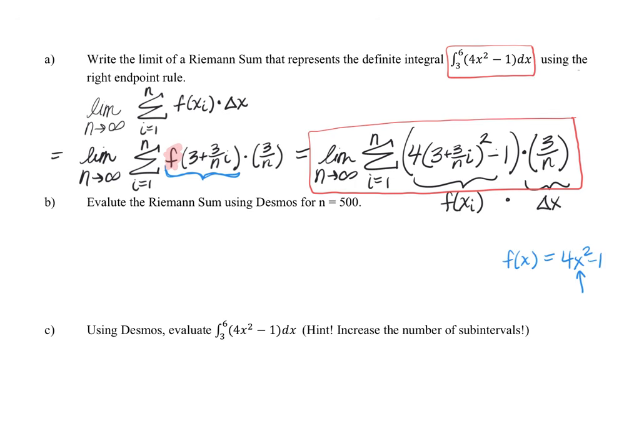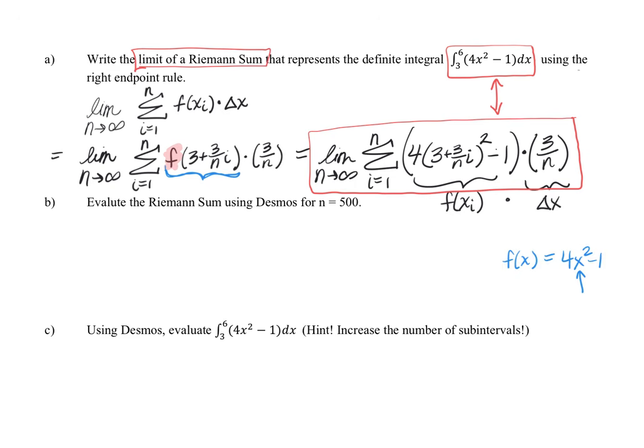So this is the limit of the Riemann sum, which is equivalent to the definite integral we were given. So these are two ways of expressing the same mathematical idea. They both represent the area under the curve. Really, it's the area between the curve and the x-axis from 3 to 6. So we haven't actually computed the area in part A. We simply wrote the definite integral as the limit of a Riemann sum.